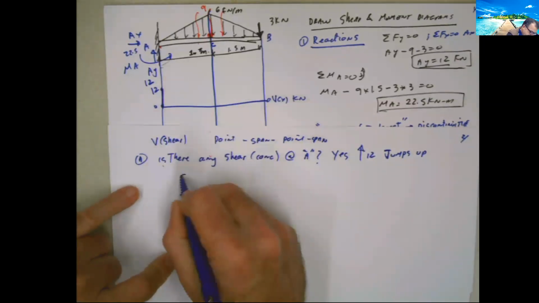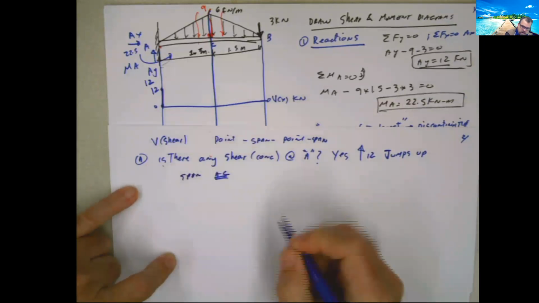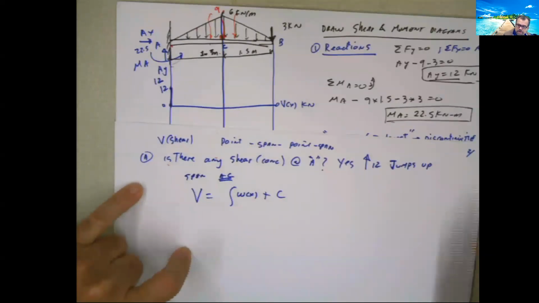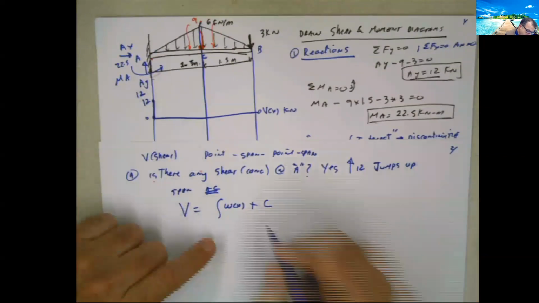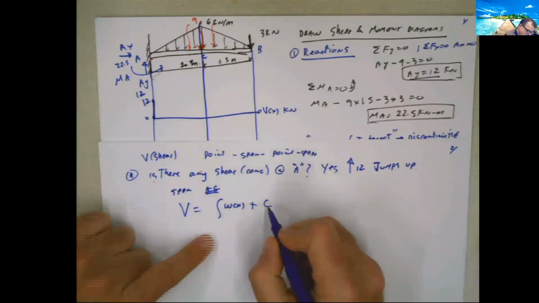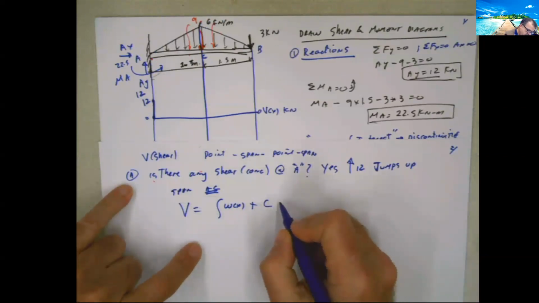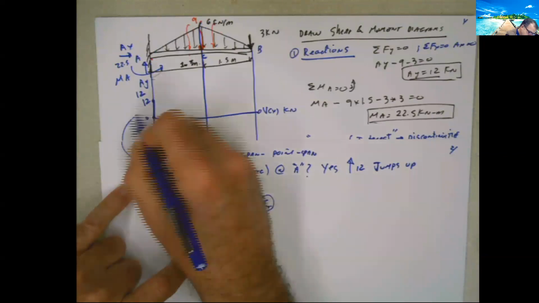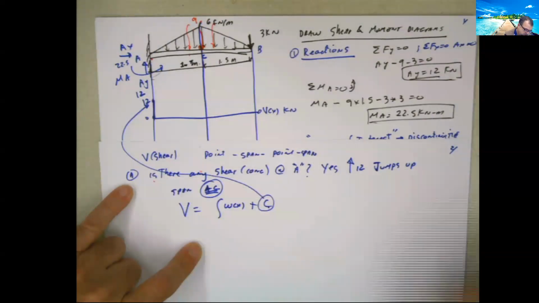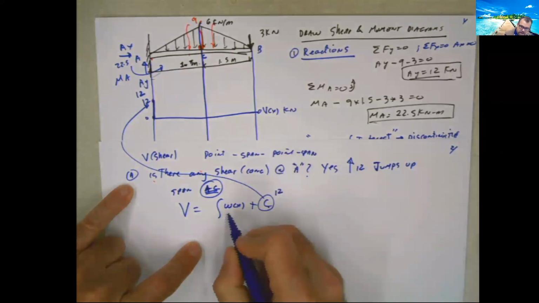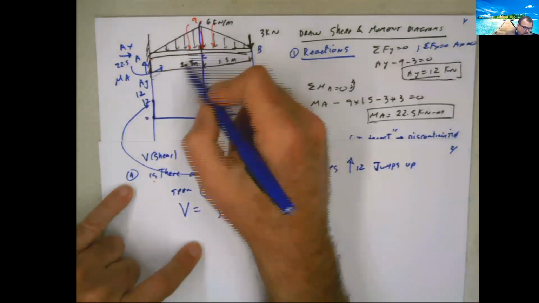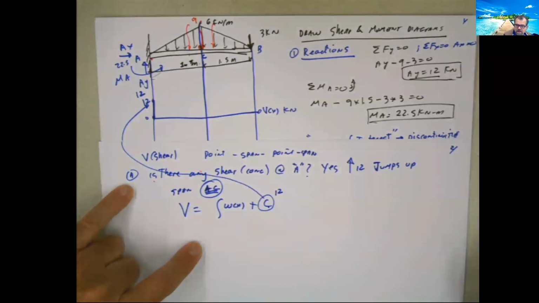So span AC, and we are gonna calculate the shear. The shear is the integral of the load plus a boundary condition over there. This C, once again, is the value of the shear read from the diagram at the beginning of this span. In other words, that C is that value over there, 12. Now, this W is the equation of the load in that span. This is the load. In other words, we have to find the equation of that triangular line or that line over there.